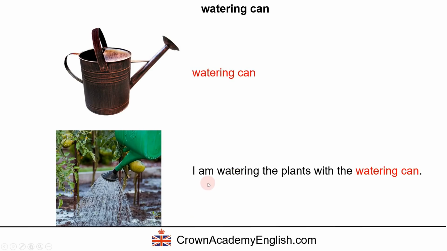Okay, so we can say, I am watering the plants. I am watering the tomatoes. I am watering the garden. We can say that. I am watering the garden. And we are using the watering can. Okay, which is this thing here.